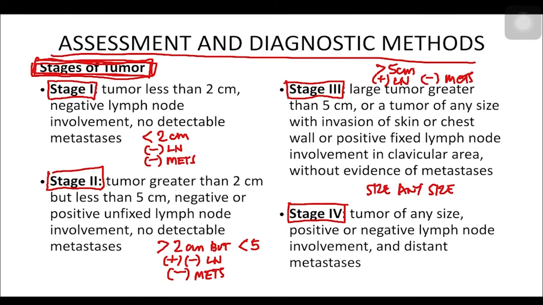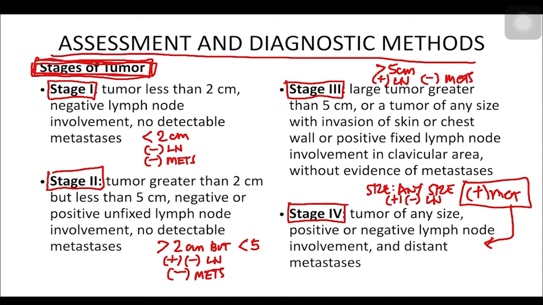Okay, size would be any size. There may be positive or negative lymph nodes. And yeah, positive mets. Okay, so when you see positive metastasis, regardless of the size, regardless of the presence or absence of lymph node involvement, automatically it falls under the category of stage 4. So that's easier to understand, right? So any size, with involvement or non-involvement of your lymph nodes, as long as there is positive metastasis, automatically it's stage 4. Okay, so that sums up this slide.